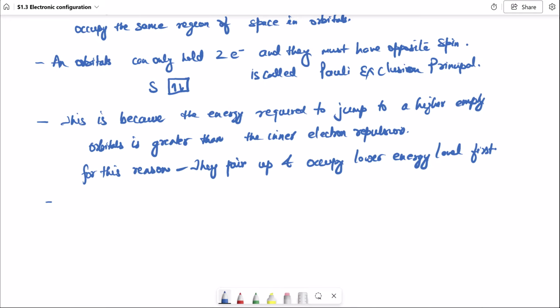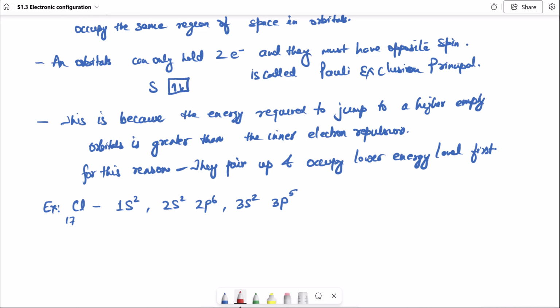So let's take an example. If I'm going to write the electronic configuration of, let's say, chlorine, we will write 1s2, 2s2, 2p6, 3s2, 3p5. So chlorine is 17. We just add up and we'll see. So 5 plus 2, 7, 7 plus 6, 13, 15 plus 2, 17.